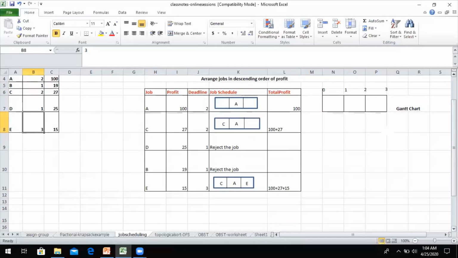At the end of the solution, when we have finished picking a subset of the jobs for scheduling, we have scheduled them in the order C, A, E, with the total profit as 100 plus 27 plus 15, that sums up to 142. And the job sequence, or the order in which the jobs are executed, is C followed by A followed by E.